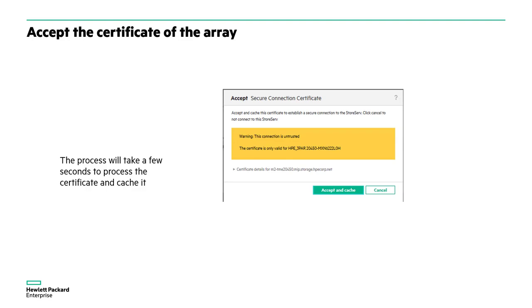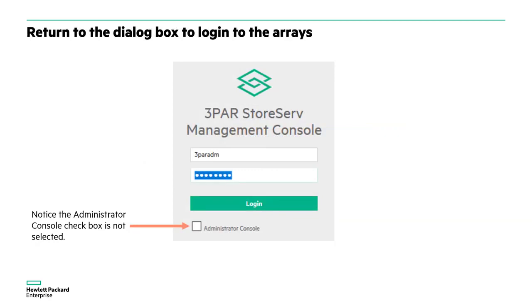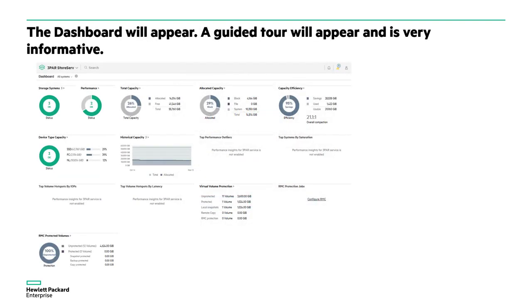It'll cache the certificate. This only needs to happen once per instance of the SSMC per array. We'll log back in without checking the administrator console box, and we'll use the array user ID and password. The dashboard will populate over the next few seconds for the individual arrays, and it will summarize everything. It'll give you a quick look at everything that's going on.